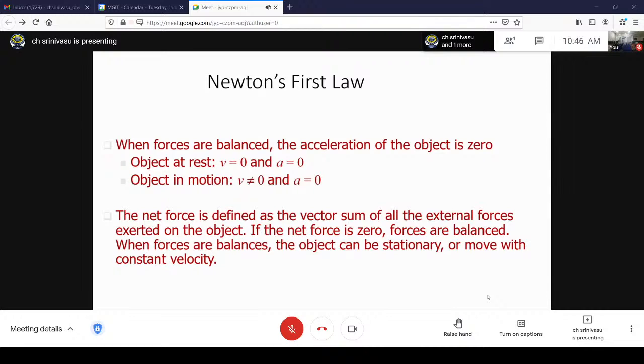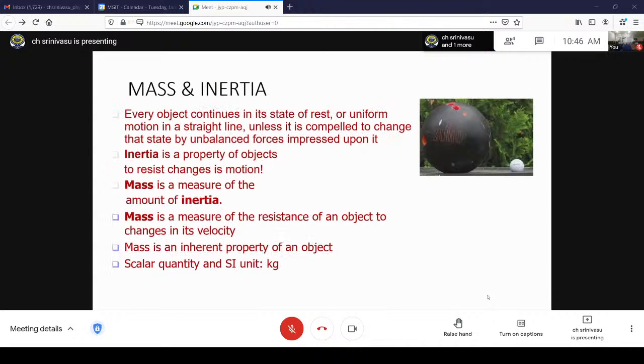The net force is defined as the vector sum of all external forces, and automatically the net force is said to be zero.